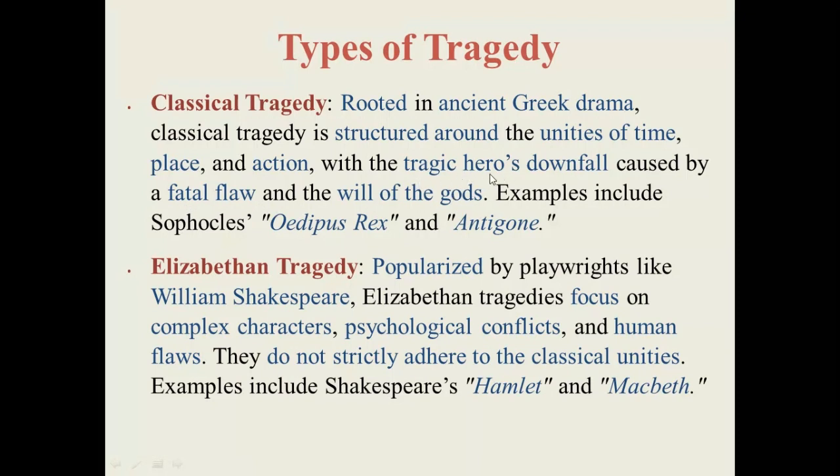So the protagonist, the tragic hero, his downfall you will find in classical tragedy, and that was caused by a fatal flaw, the fateful mistake. The flaw means weakness, the fate-related weakness, and that is the will of gods. So you find the intervention of gods in the downfall of the tragic hero. For example, of classic tragedy, Sophocles, a very popular Greek dramatist, wrote Oedipus Rex and Antigone. These two are very popular tragedies.